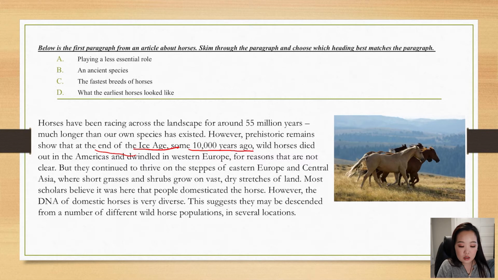What else? But they continued to thrive in Europe and Central Asia. Most scholars believe that people domesticated these horses. However, horses are very diverse, maybe descended from a number of different wild horse populations. Okay, I believe I have the choice.